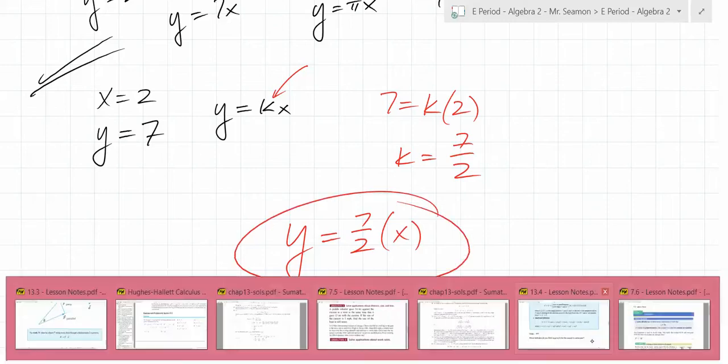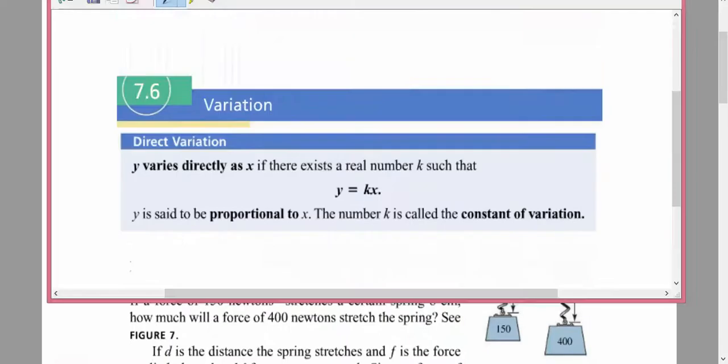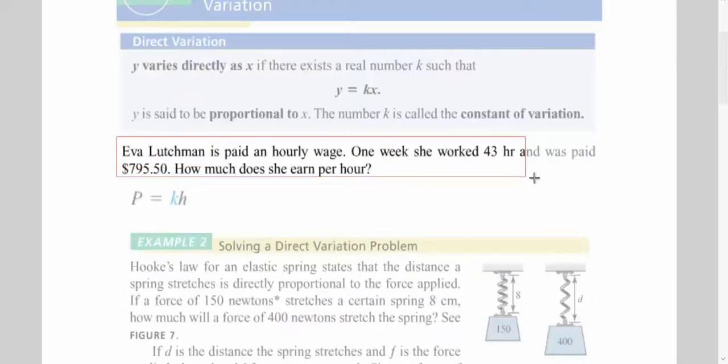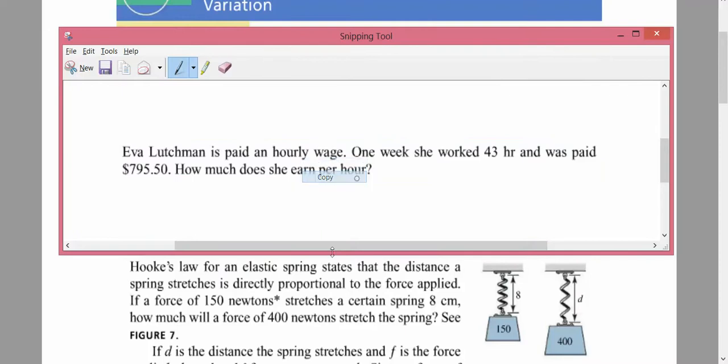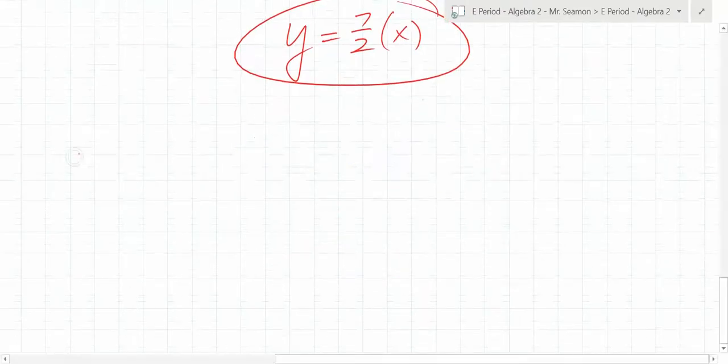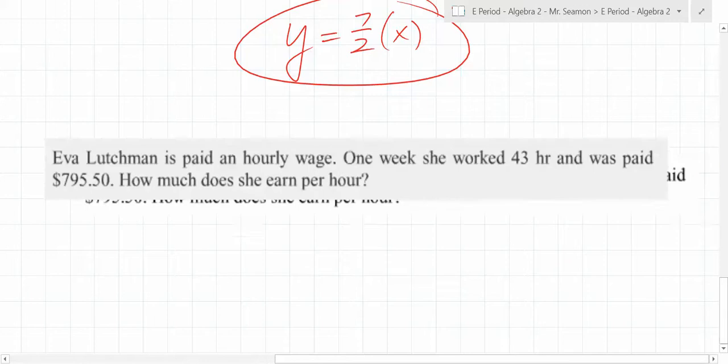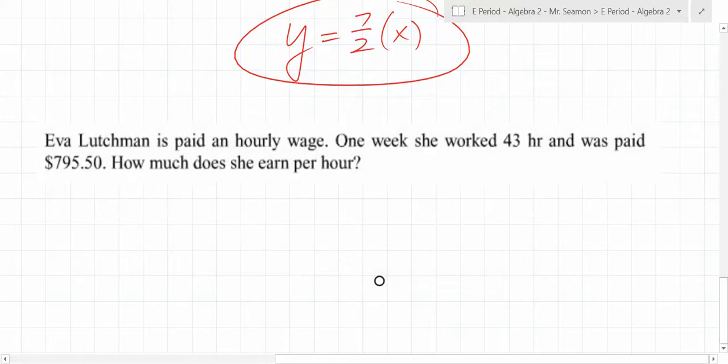What's the point? What kinds of questions will you be doing? You'll be doing questions like this. You'll be told that two things vary directly. What kind of function are you working with if you're told that two things vary directly? A direct variation function. What kind of function is it? It is a linear function that goes through the origin.